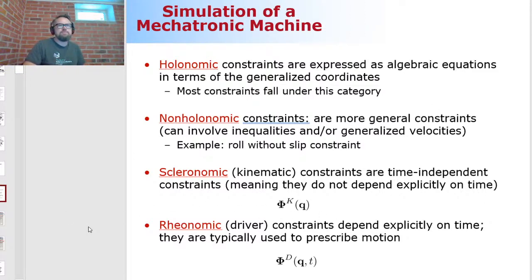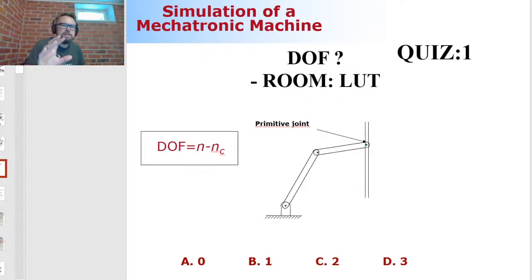Let me go back here. I think that what makes you confused is the primitive joint. Okay, so let's compute the number of degrees of freedom. How many moving bodies do we have? We have 1, 2 moving bodies. Always, the number of bodies will be multiplied by 3, because every body needs 3 coordinates.